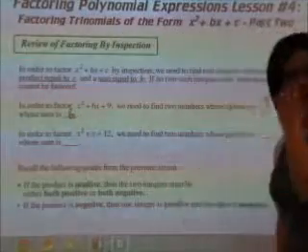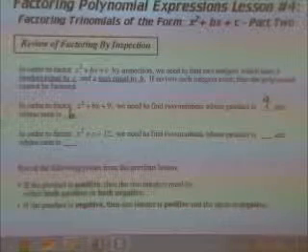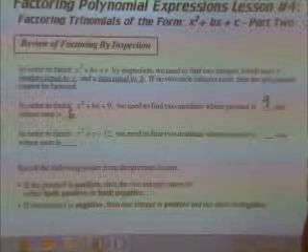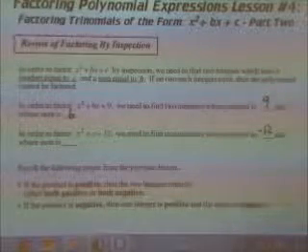So if I have to factor x squared plus x minus 12, I would need two numbers whose product is negative 12 and sum is 1.